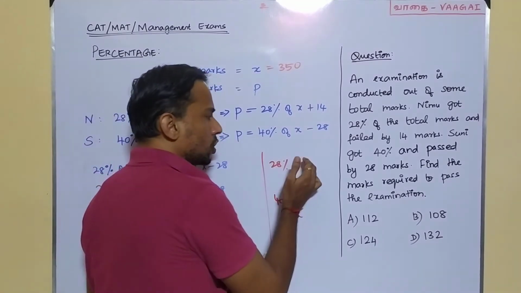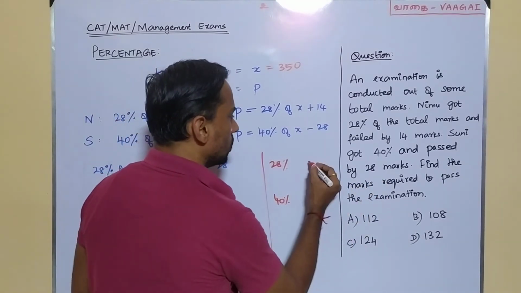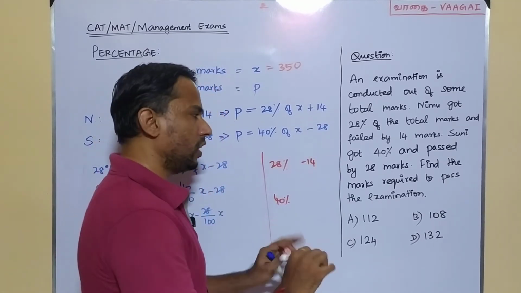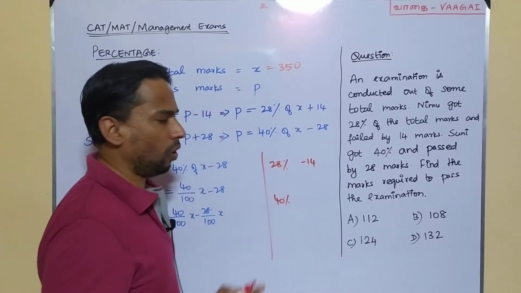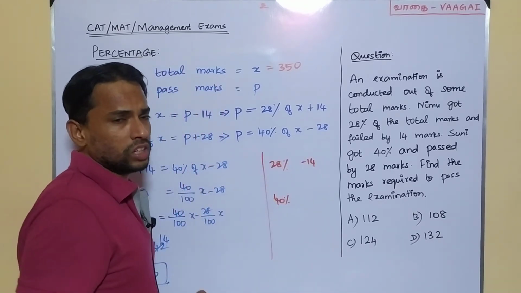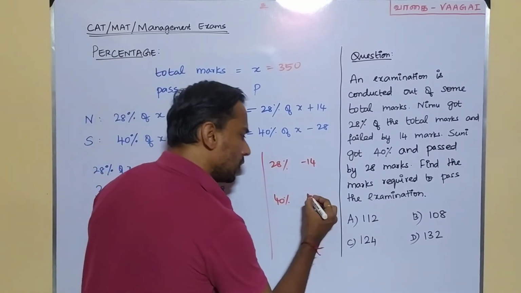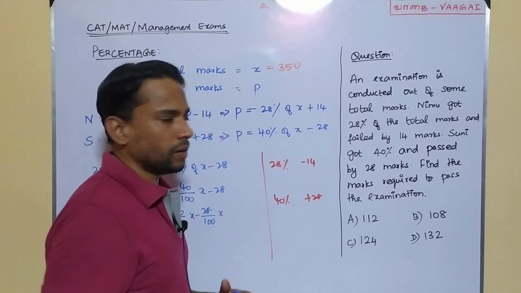So that means this student is lesser. He is below 14 marks from the pass mark, right? So it is like he is below the pass mark by 14 marks. So I am just putting it like minus 14, minus 14 from the pass mark. Alright. And the other student is getting 40% and he is passing by 28 marks, in the sense he is plus 28 from the pass mark. Right, okay. So here is where we should be very clear.